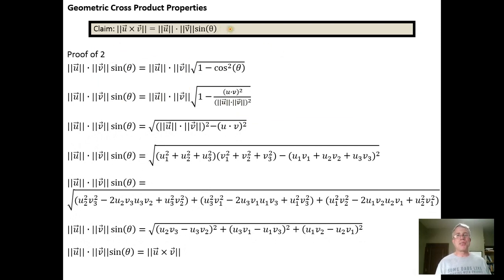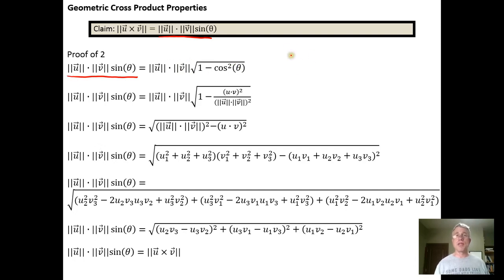So let's talk through the proof of property 2. And so we do this just like we did trig identities. We pick one of the two sides. I'll pick this side. You pick one of the two, and you show it can be manipulated via a series of algebraic moves and identities into the other side. So if we start with size of u, size of v, sine theta, we can rewrite it as size of u, size of v times the square root of 1 minus the cosine squared.